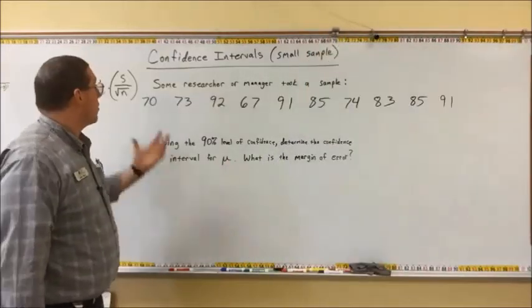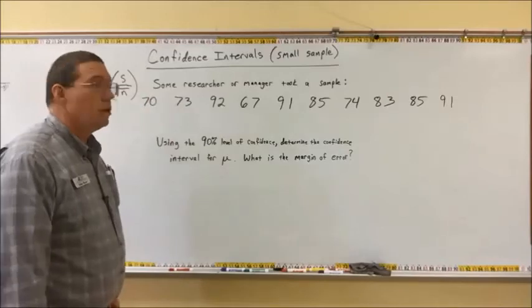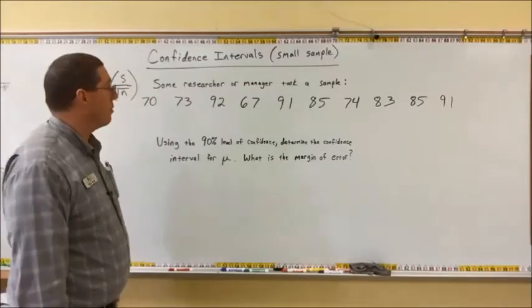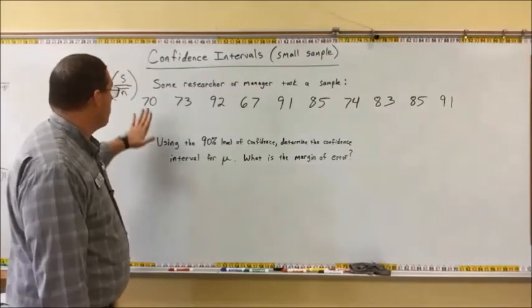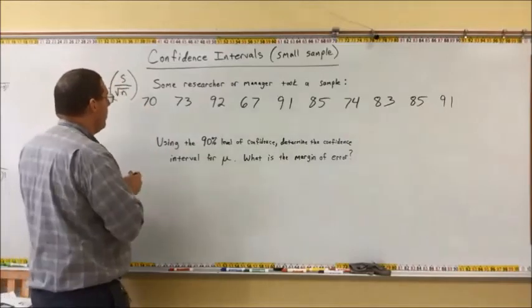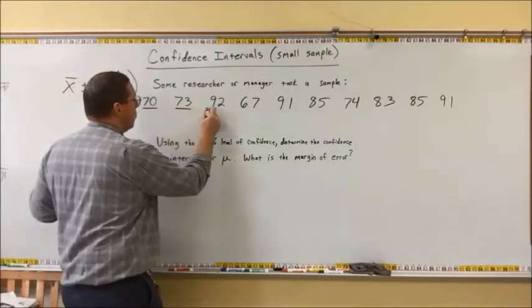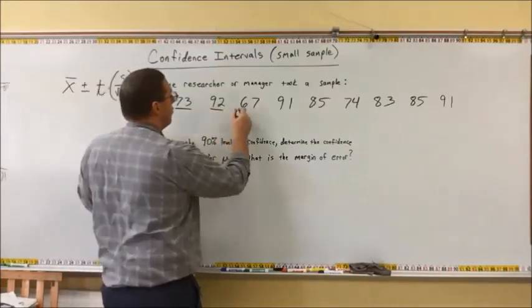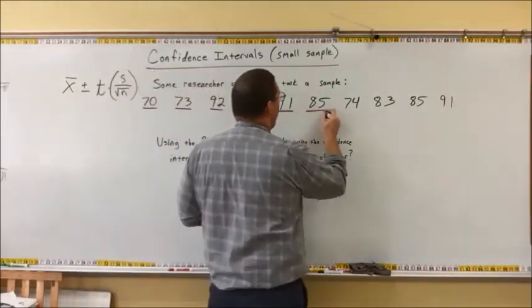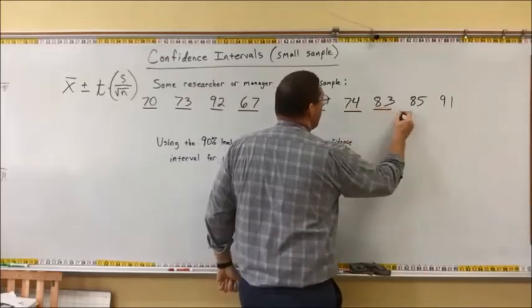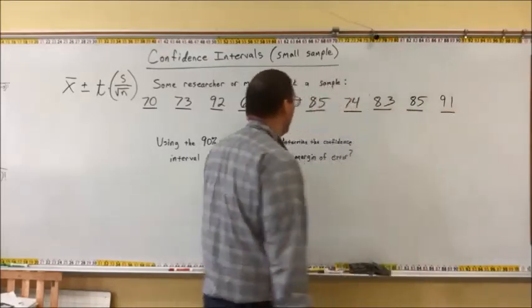All right, folks, let's say that some researcher or manager took a sample, gathered some information, and this is what they came up with. They came up with 10 numbers. I shouldn't have given that; you should have figured that out on your own. You got 1, 2, 3. We got 70, 73, 92, 67, 91, 85, 74, 83, 85, and 91.